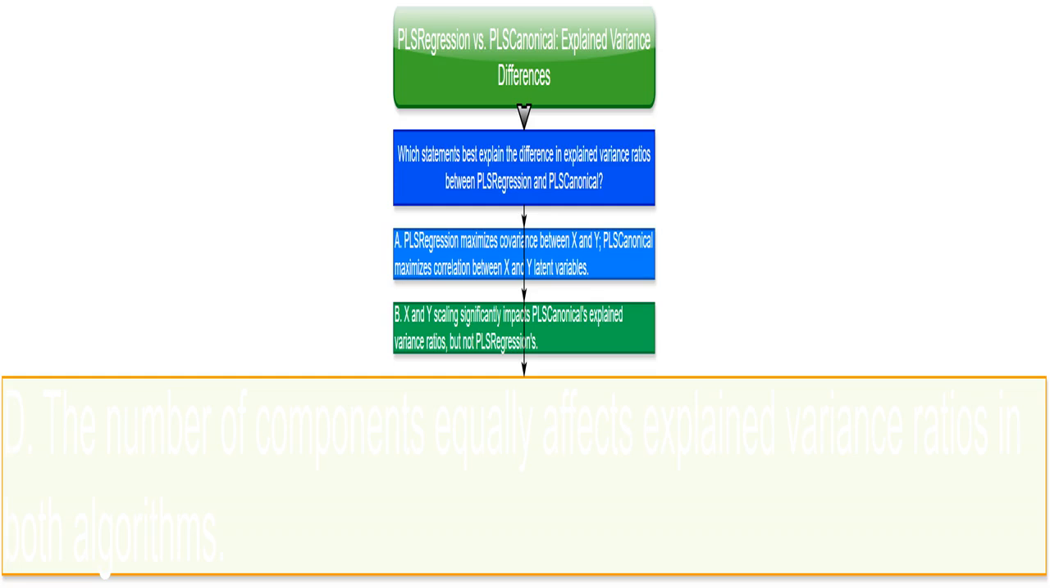This statement is incorrect. While it's true that the number of components used in both methods affects the explained variance, the key difference lies in how sensitive they are to scaling, not simply the number of components used. It's about the underlying mechanisms, not just the superficial adjustments.